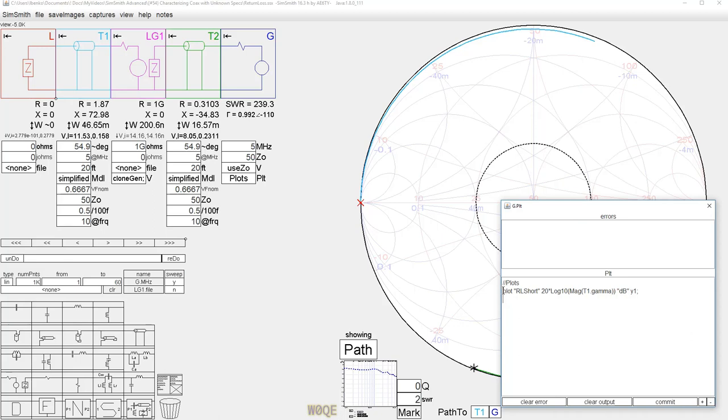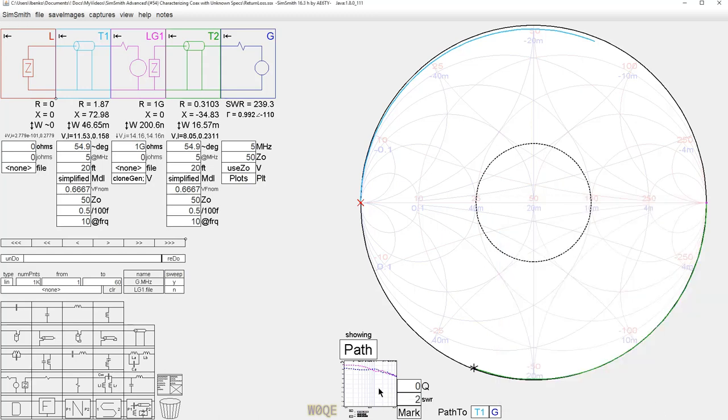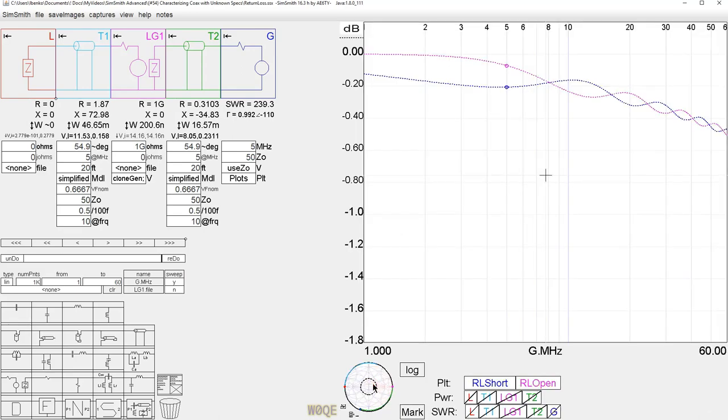I need to do that one more time for the other piece of transmission line, except we'll call it return loss open. And that'll be for transmission line T2, and we don't need to define the axes again. And we're done. Now let's go over here and look at the square chart. We see something that's interesting and something that maybe we should make the transmission lines a little bit longer. Let's make them say 50 feet.